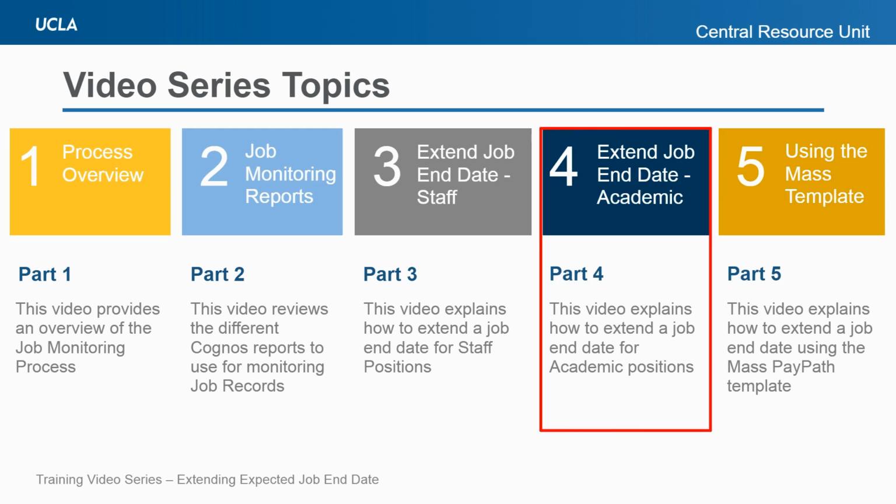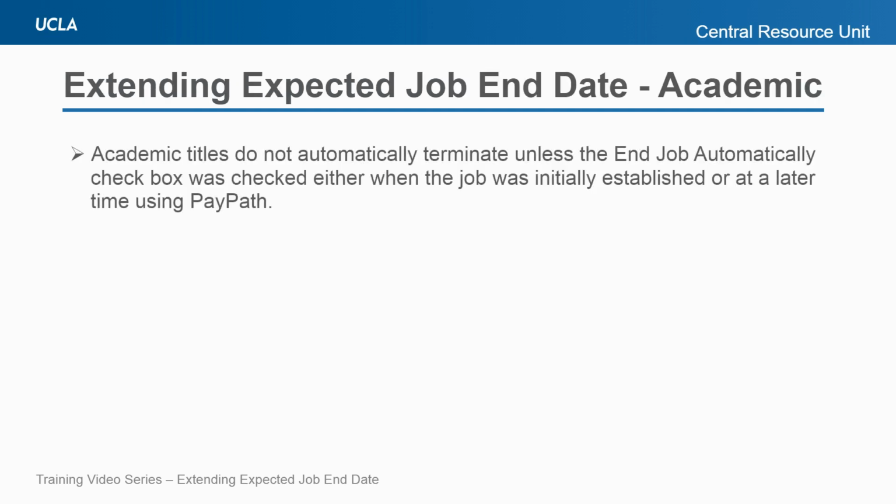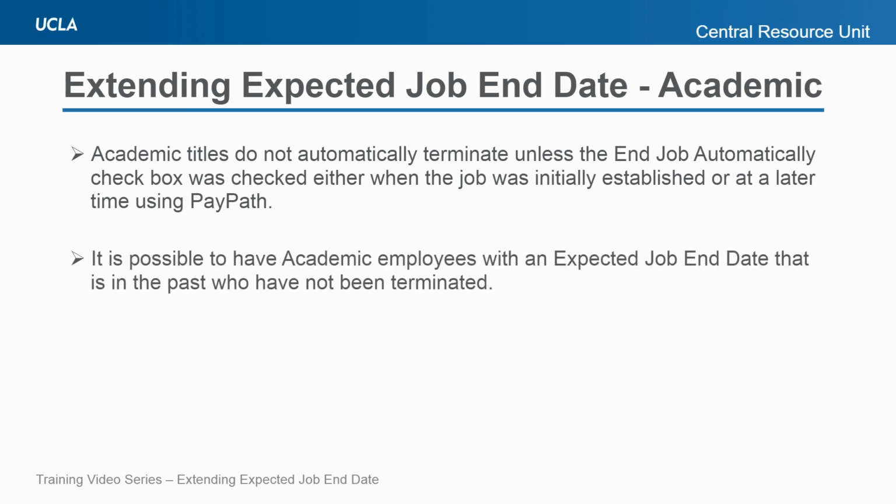In this video, we will explain how to extend a job end date for academic positions using PayPath actions. Academic titles do not automatically terminate unless the End Job Automatically checkbox was checked when the job record was initially established or at a later time using PayPath. It is possible to have employees with an expected end date that is in the past who have not been terminated because the End Job Automatically checkbox was not checked.